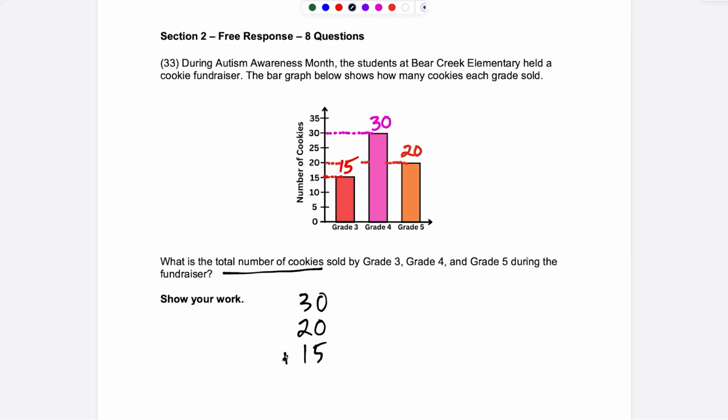And when we do addition like this with more than one number, just make sure you are lining up the correct place values. So we have the 1s and the 10s. So now we're doing 0 plus 0 plus 5 is 5. And then we do 3 plus 2 is 5. 5 plus 1 is 6. So this tells us here our answer. There were 65 cookies sold in total. And this is our solution to question 33.